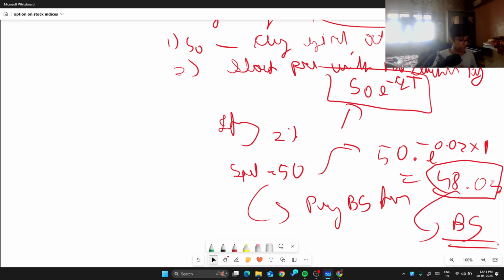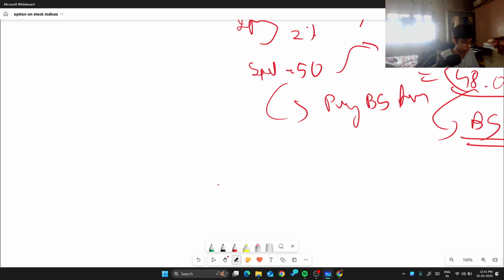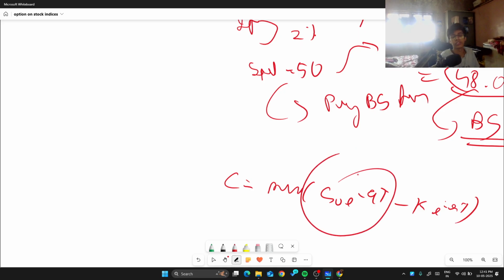So in simple words, we discount the dividend yield from our spot price and then put it in our Black Scholes formula. In this way, the lower bound would be simply max of S0 e^(-qT) minus K e^(-rT). This term looks complicated, but it's just the discounted value of 50. Let's remember 50 discounted with 2% dividend is 48. So this value is 48. That's it, nothing complex in it.